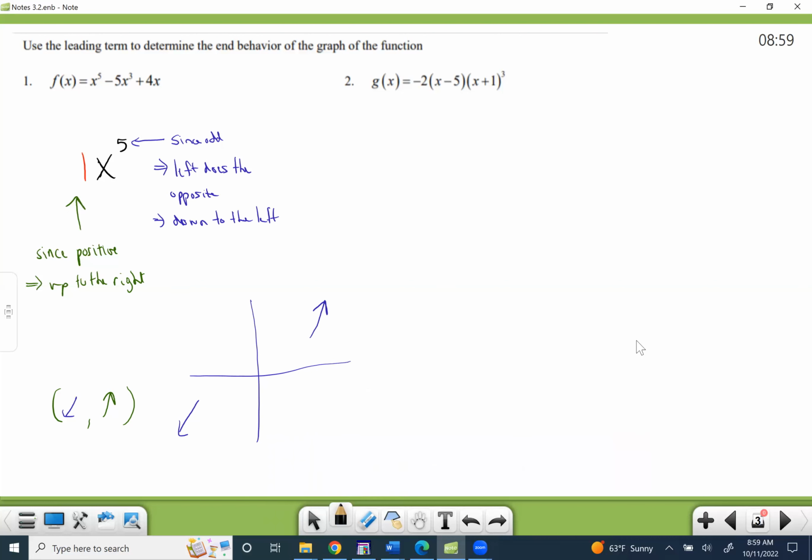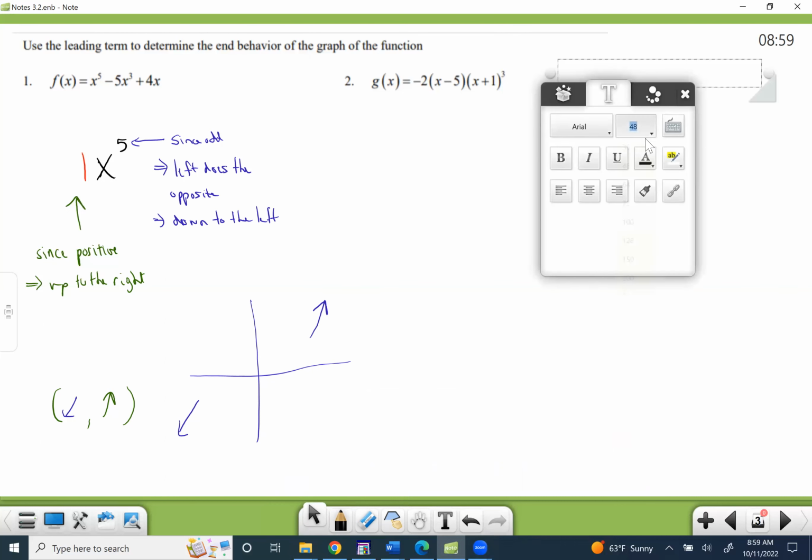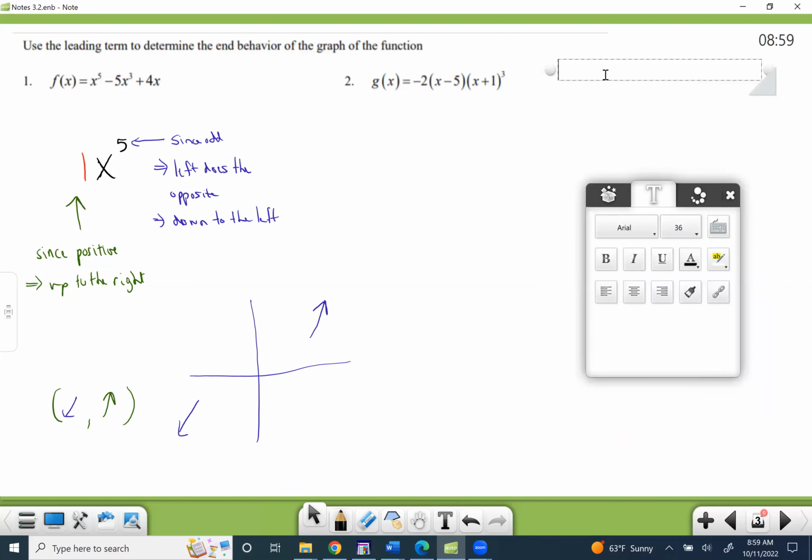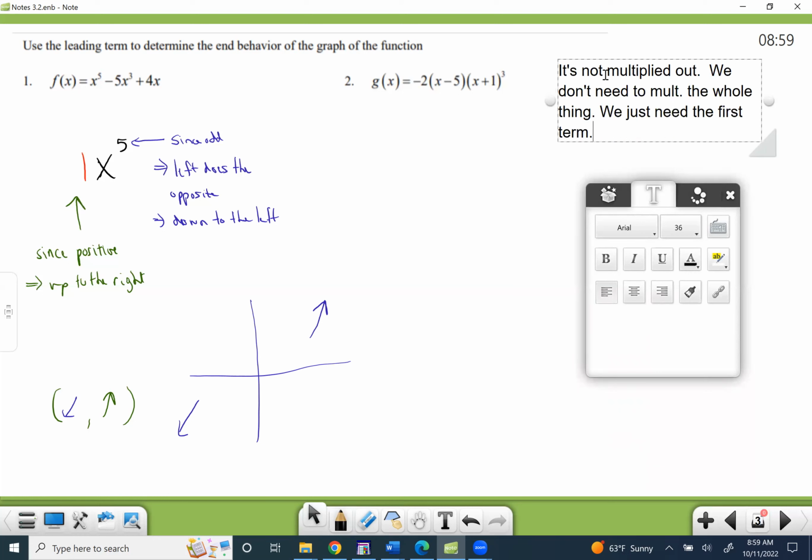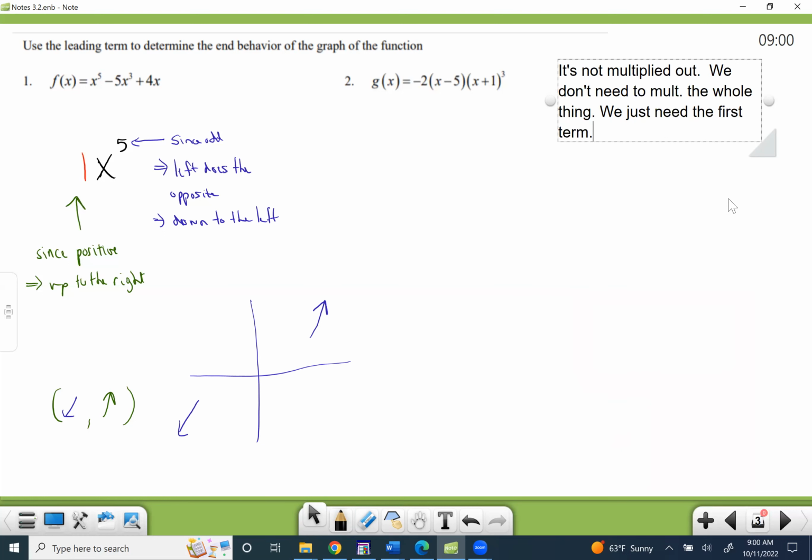All right, let's try it again. Repetition is going to get this into our memory. Now, the problem with this one is it's not FOIL'd out. You want to ask this question once it's all been FOIL'd out. It's not multiplied out. We don't need to multiply the whole thing. We just need the first term, the leading term.